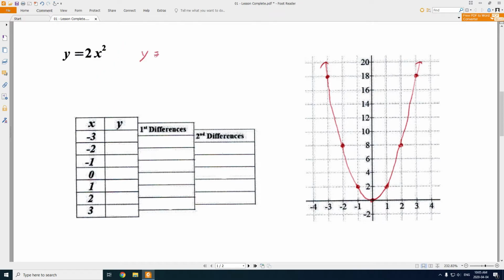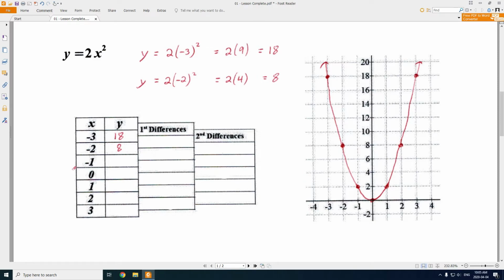So I start by plugging in my x is negative 3. I get 2 times negative 3 squared. Following BEDMAS, I do that square first, right? So negative 3 squared gives me 9. 2 times 9, 18. Okay, and now I can fill in my chart. And once again, we do that same thing. Now we plug in our negative 2. Doing that square first gives me 2 times 4 is 8.